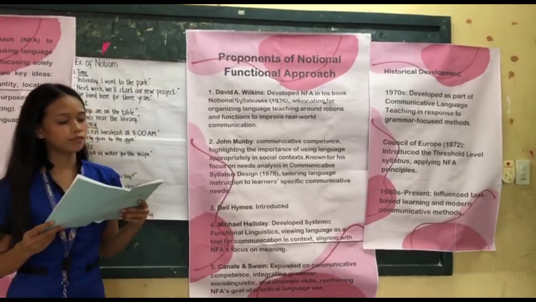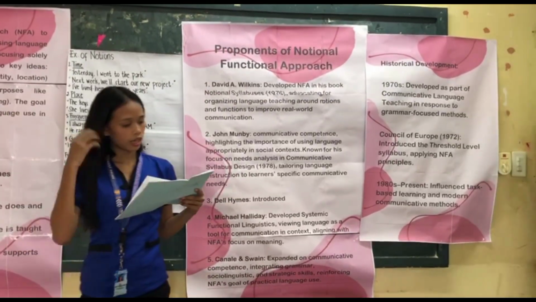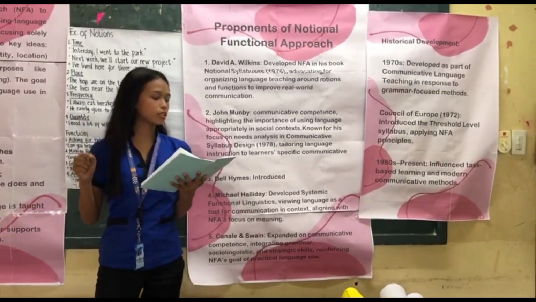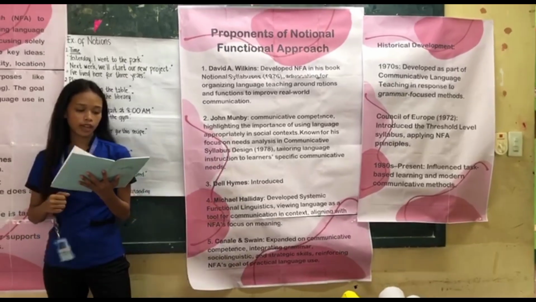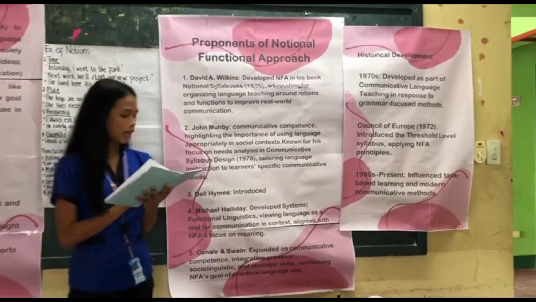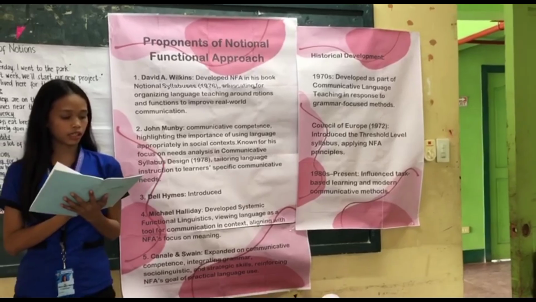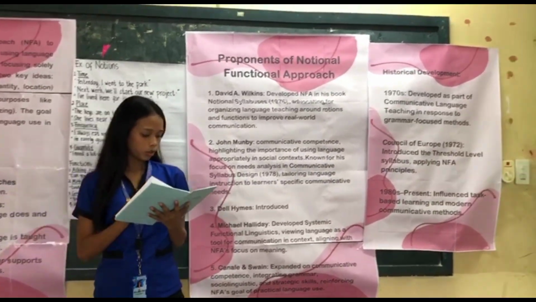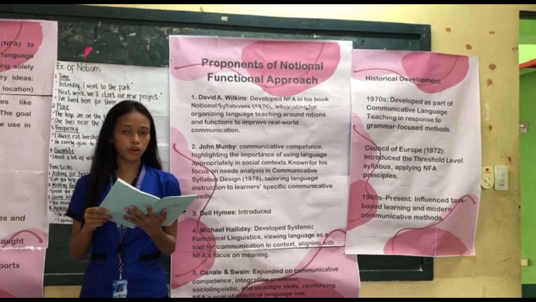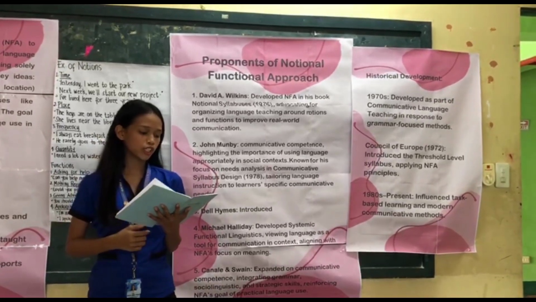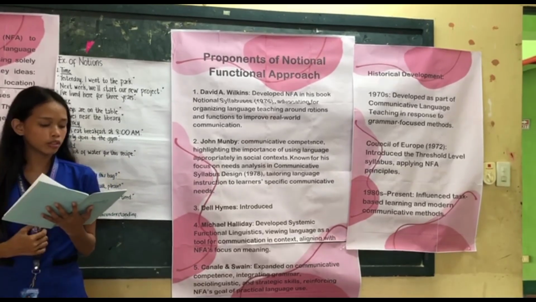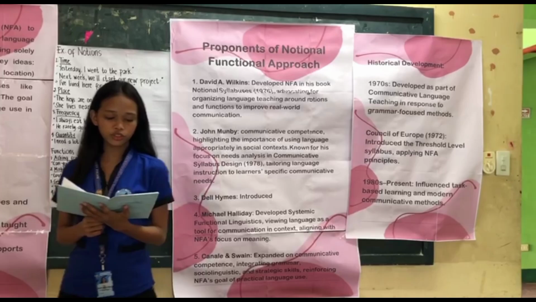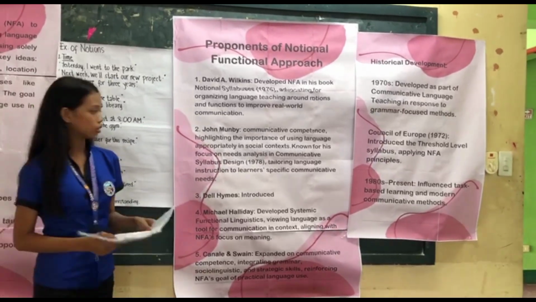Wilkins believed that languages should be taught based on the ideas or concepts, the notions, people needed to talk about, such as time, location, or quantity, and the functions of language, like making requests or offering advice. He thought his method would make language learning more practical and improve communication skills. In this view, focusing on how language is used in real life is more important than just memorizing grammar rules.